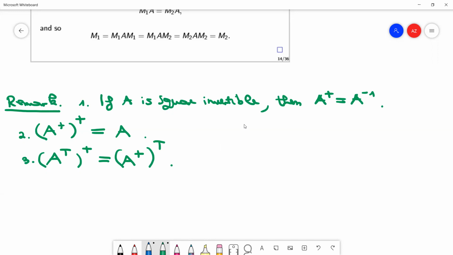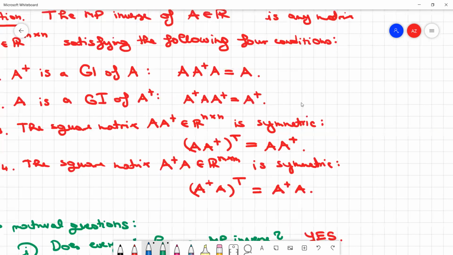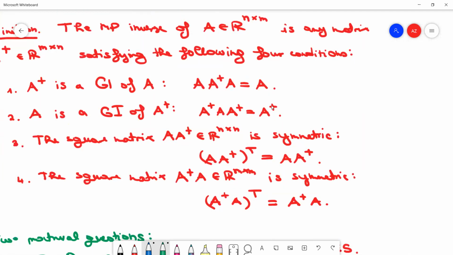And again, it's easy to see this. What we have to do is just take the transpose of all of the conditions. If we transpose the first condition, we get A transpose, A plus transpose, and A transpose, and this is equal to A transpose. So A plus transpose is a candidate for a Moore-Penrose inverse of A transpose.